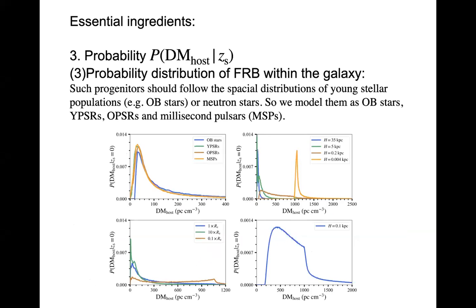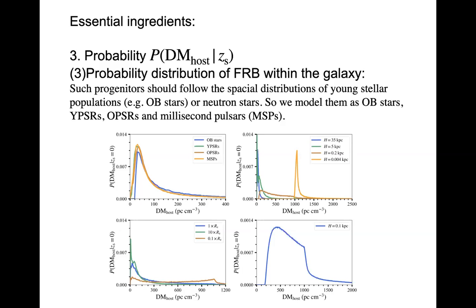And the other important thing is the probability distribution of the FRB within the galaxy, where the FRB is. If we don't know anything, then we don't know anything. But here, basically, we assume that the progenitor should follow the spatial distribution of young stellar populations, such as OB stars or neutron stars. So we model them as OB stars or young pulsars or old pulsars or millisecond pulsars. So those are the different scenarios that we modeled.